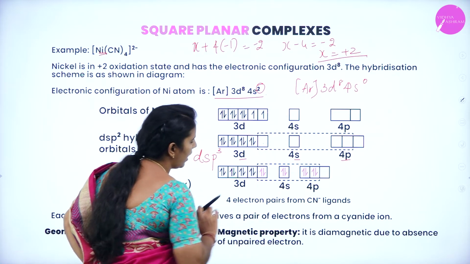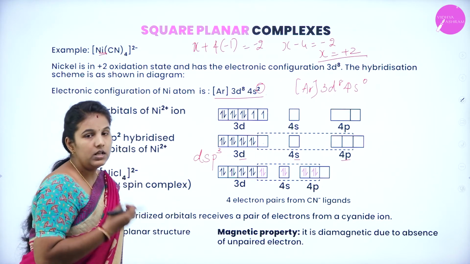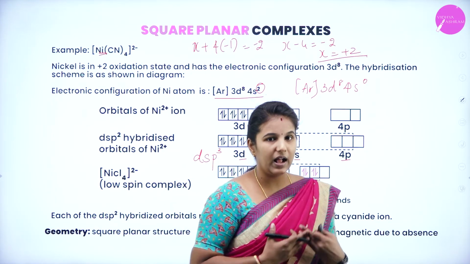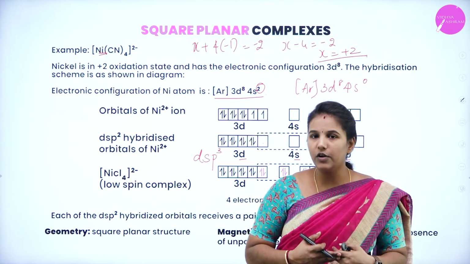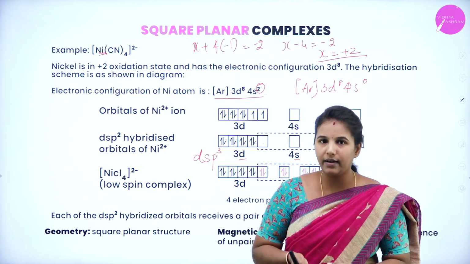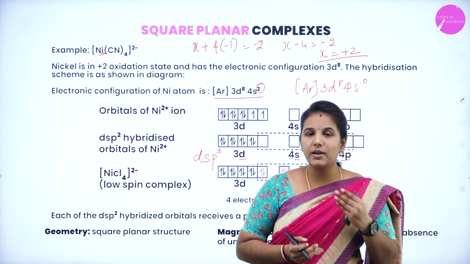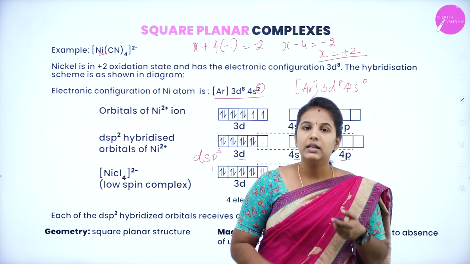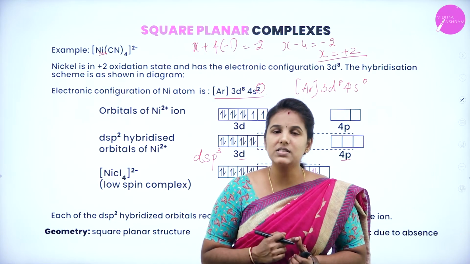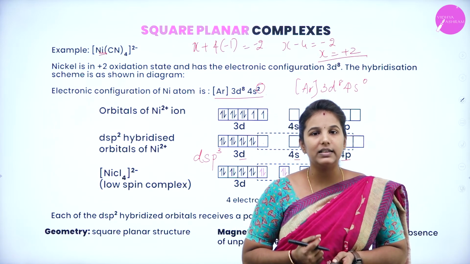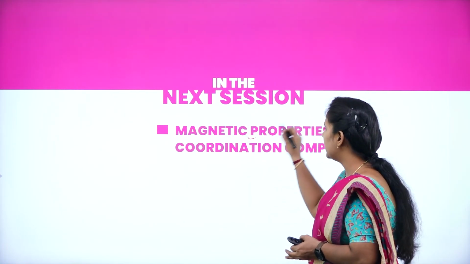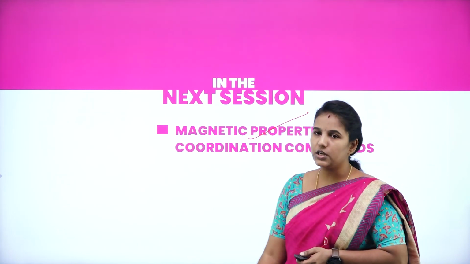So you can see that I have written the entire reaction. From that we can easily understand that it undergoes dsp3 hybridization, and it is clear from this that there will be no unpaired electron, hence it is diamagnetic in nature and exhibits square planar geometry. Okay, this is how we can easily predict the geometry, the magnetic behavior as well as the hybridization only by understanding the valence bond theory. By the next class, we are going to discuss the magnetic property of the coordination compounds.